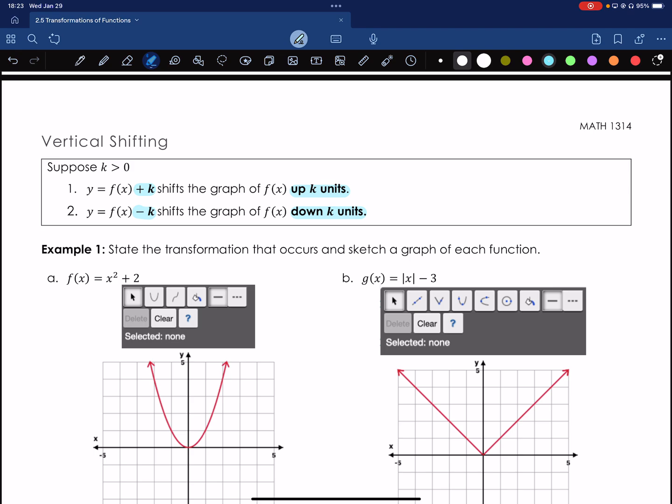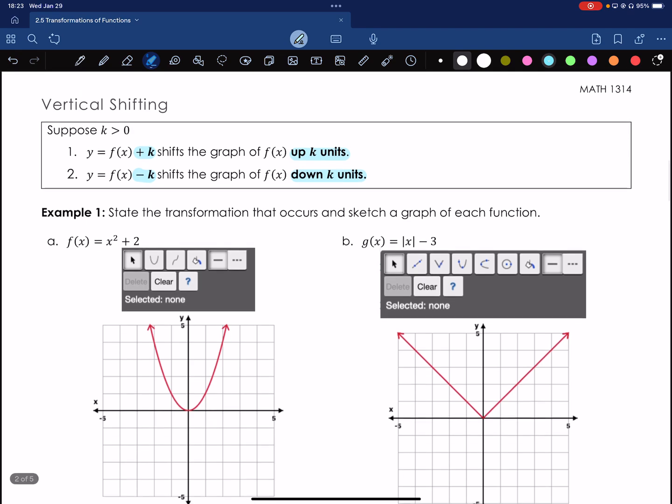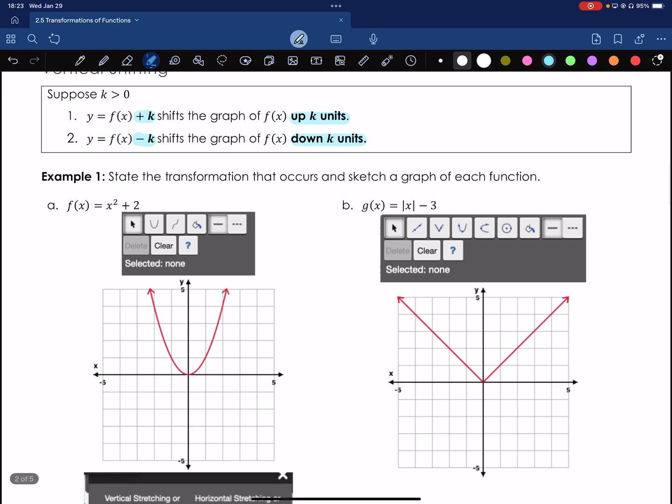So in these examples, you won't actually have to ever graph anything by hand. You will have to be able to plot some points. Typically, you need about 3 points on these to graph. So typically, it would be where the vertex is, and then 2 other points. Sometimes it's just 1 other point. It just kind of depends. So on this first example, it says, state the transformation that occurs and sketch a graph of each function.